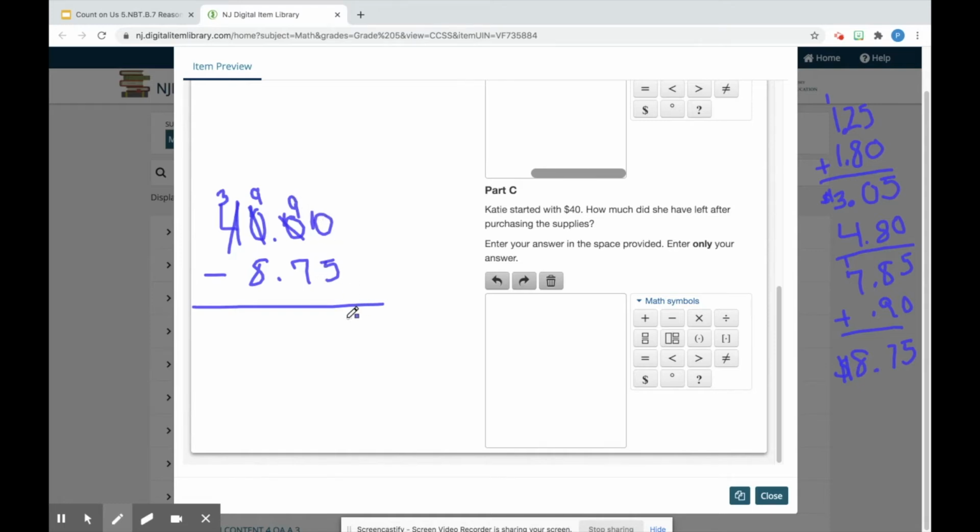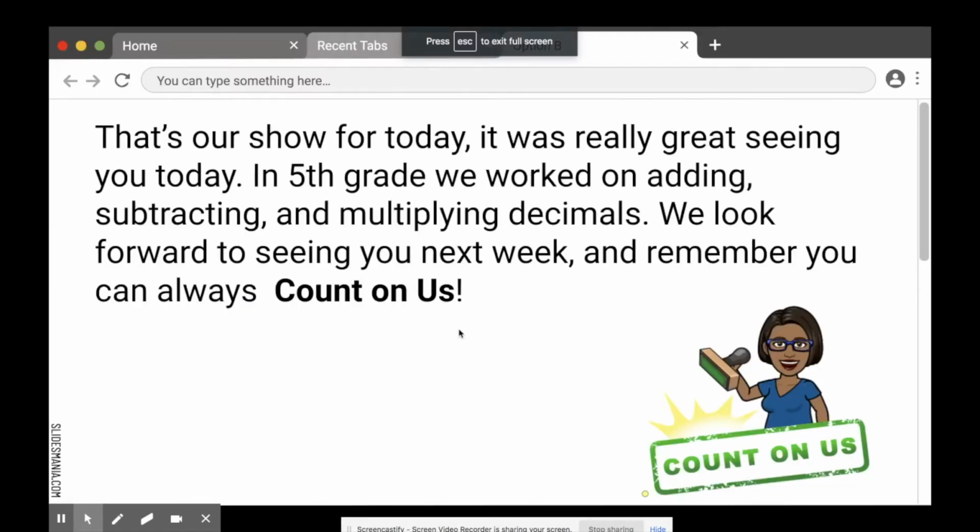So 10 minus 5 would give me 5. 9 minus 7 is 2. 9 minus 8 is 1. And 3 minus 0 is 3. And I need to make sure that I align my decimal point right there. And so in total, Katie had $31.25.